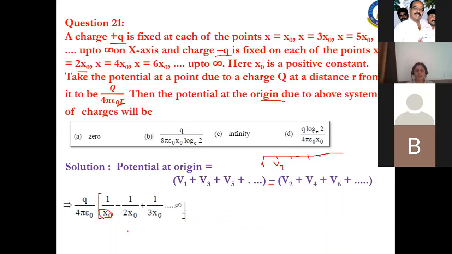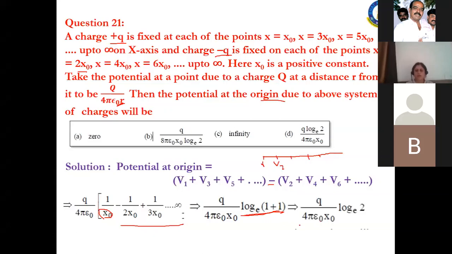So what is this? This is again a standard infinite series. It reduces to the log 2 series, log to the base e of 1 plus 1. You came across this just in one of the previous problems. I just explained that, right? So, standard infinite series, log e of 1 plus 1. So that is nothing but q by 4 pi epsilon naught into x naught log to the base e 2.